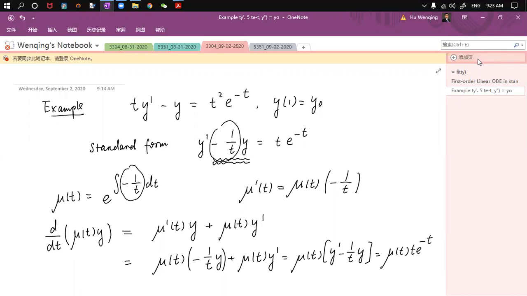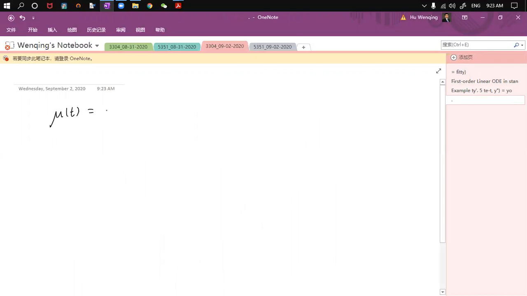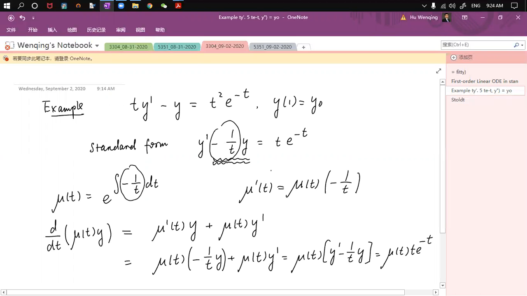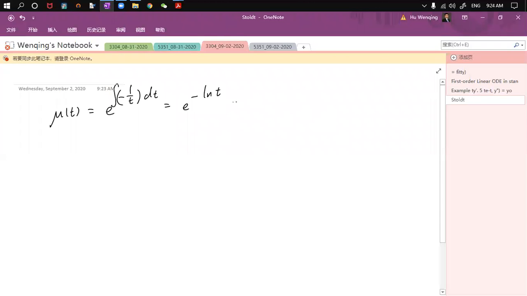If you take mu of t equal to e power the integral of minus 1 over t dt, this can actually be calculated. So what is the integral of 1 over t? It's e power minus the logarithm of t. Some people will ask me, why don't I use the logarithm of the absolute value of t? Because y1 is y0, so t is greater than 1, so you start everything from 1. So this is actually 1 over t, because e power ln t is t, and with the minus, 1 over t.